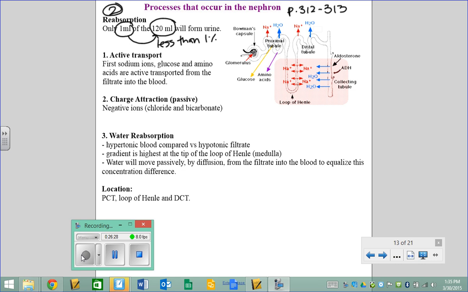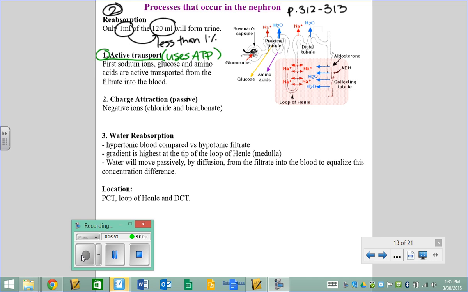Well, there are 3 steps. The first step is active transport. Now, active transport, so that everyone is aware, uses ATP. That's our cellular energy. We know that from our first unit. So this part requires energy. It can't happen without energy.